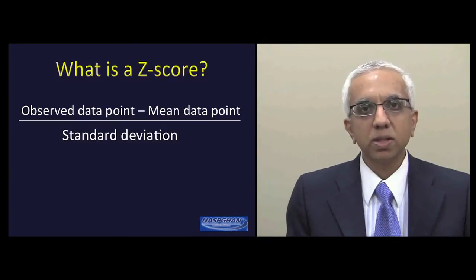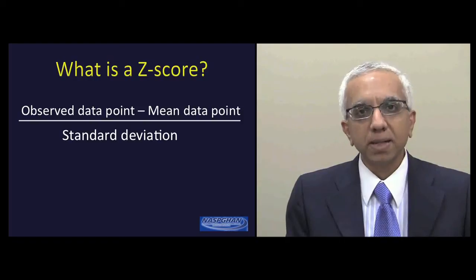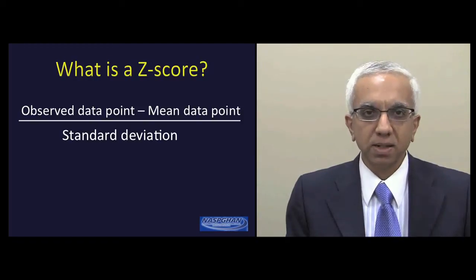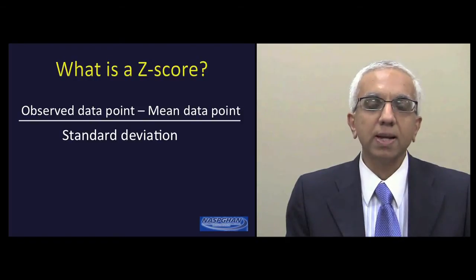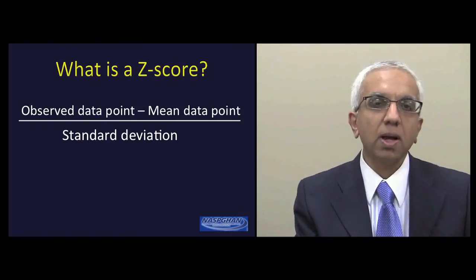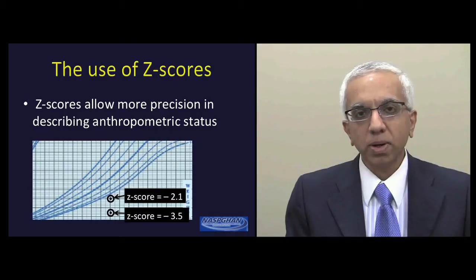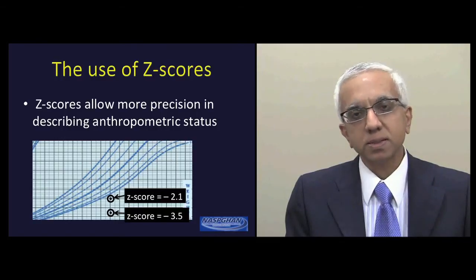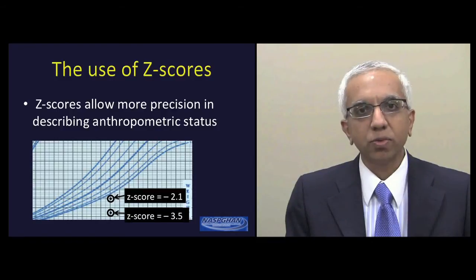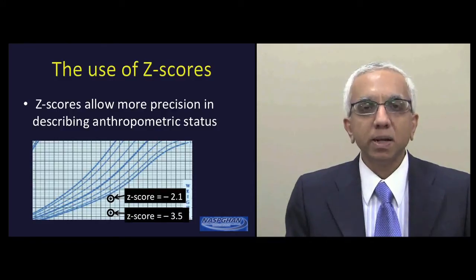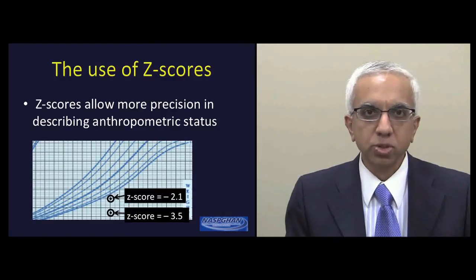So a Z-score is the observed data point minus the mean divided by the standard deviation. It is also known as a standard deviation score. An example is given on the next slide. The top point has a Z-score of negative 2.1, while the lower point has a Z-score of negative 3.5. This clearly tells you where this child is with regard to the growth chart.